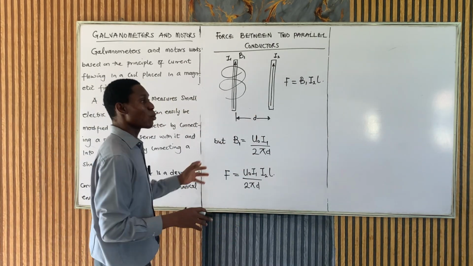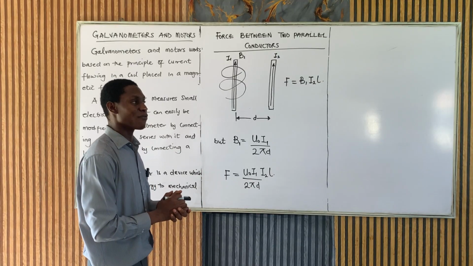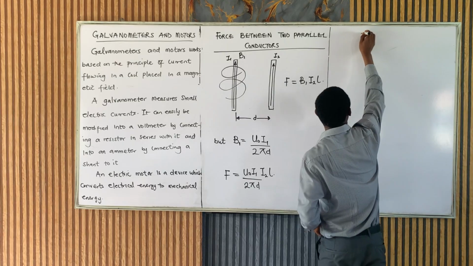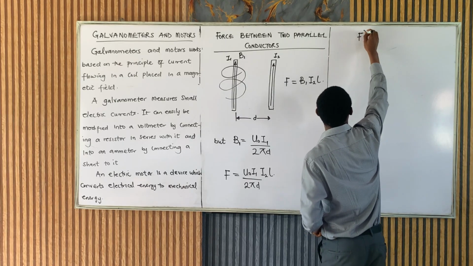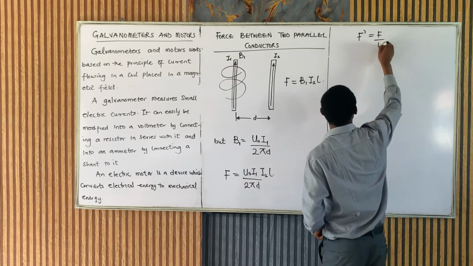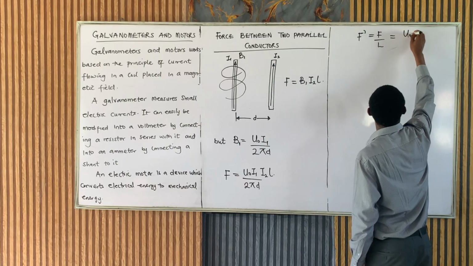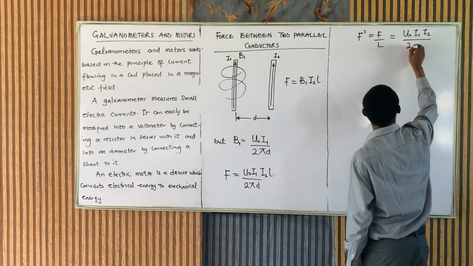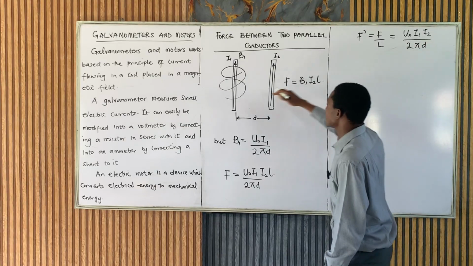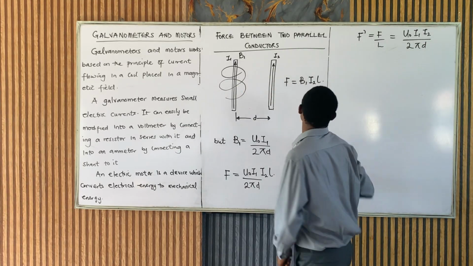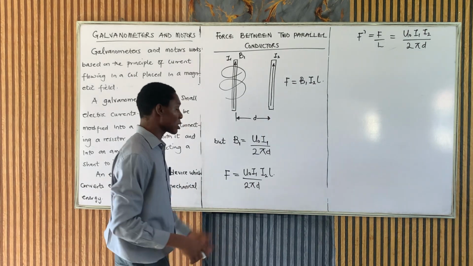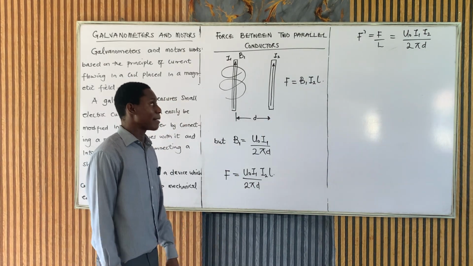Now, most often, we love leaving our answer, our value as force per length. In that case, the force per length, which I can call F prime, is actually giving us U naught I1 I2 over 2 pi d. And this d is the distance between the two conductors. So that's the relationship for the force per length, or just for the force. Let's take an example on this now.